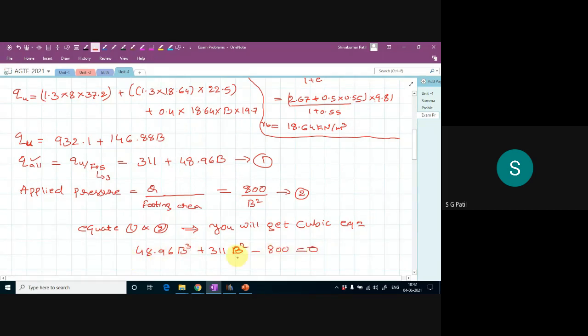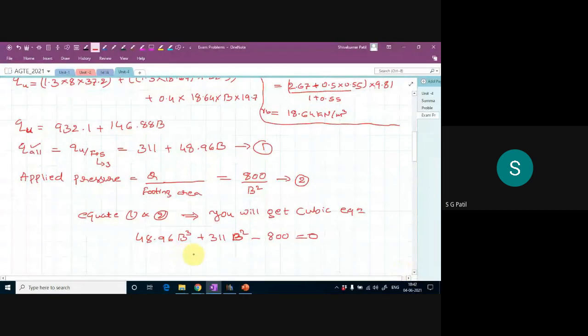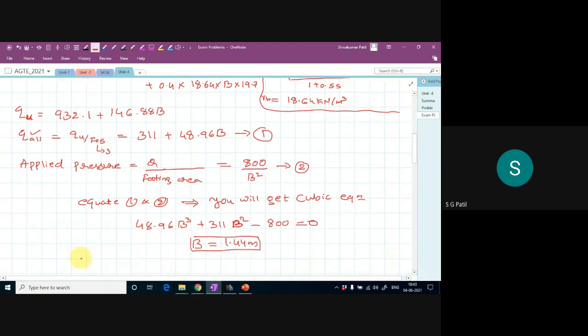Okay, you solve this cubic equation, you will get 3 roots. Out of those 3 roots, 2 roots will be negative and 1 root will be positive. So that positive root you should take. So that positive root is 1.44 meter. So what is the required size of the footing to carry the 800 kilonewton you applied safely? The footing size is 1.44 by 1.44 meter.